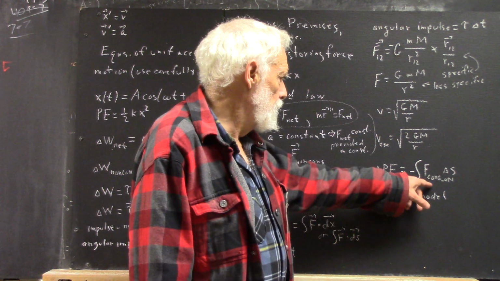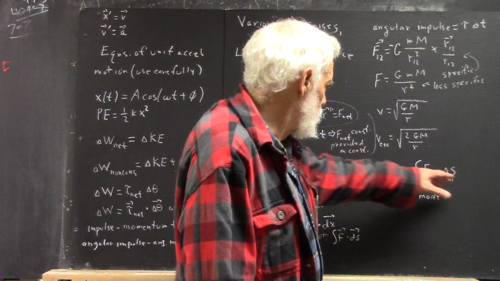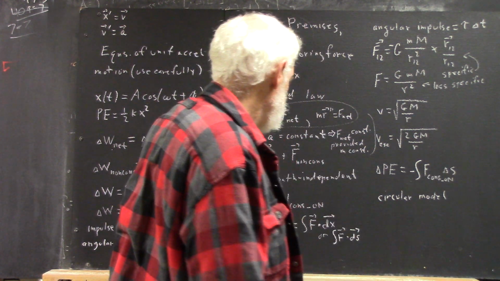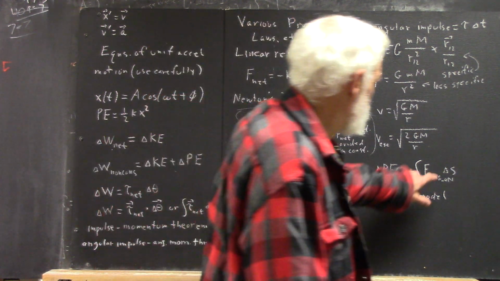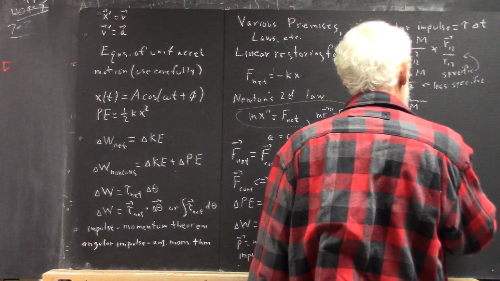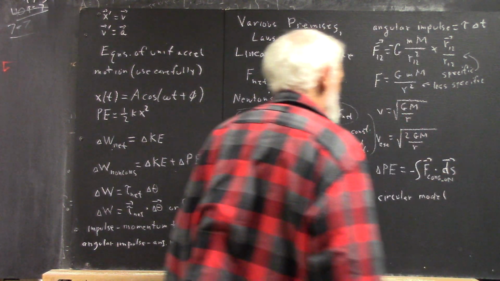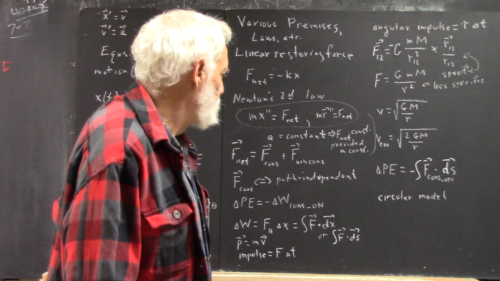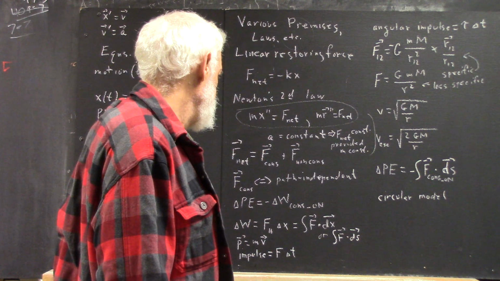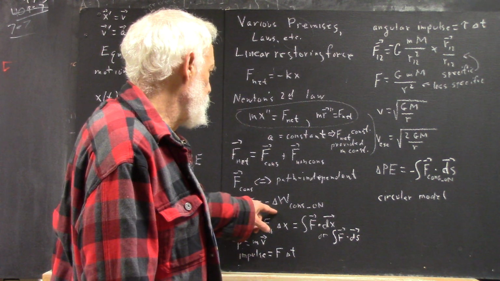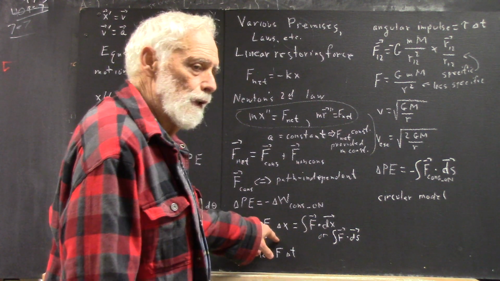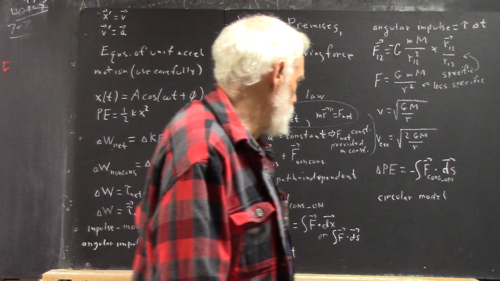Change of potential energy is the negative integral of the conservative force acting on an object times its displacement. That should be a ds, and it should be a dot product of two vectors. Okay, so we have that. But that's consistent with this and the integral definition of work in a way that should be clear to you.